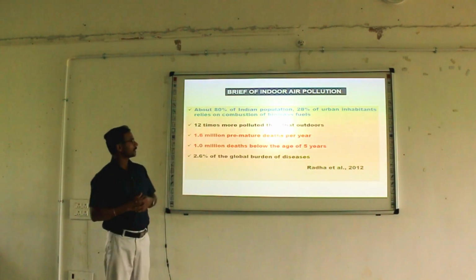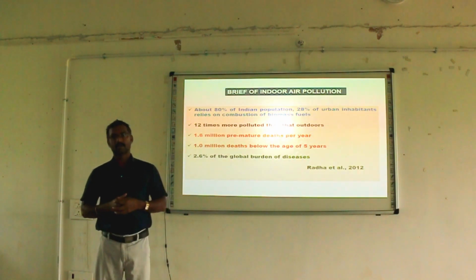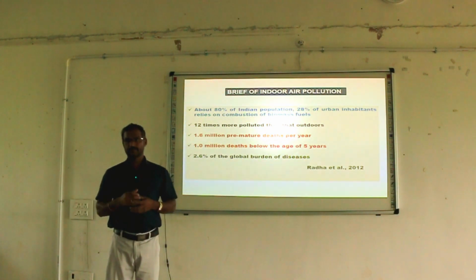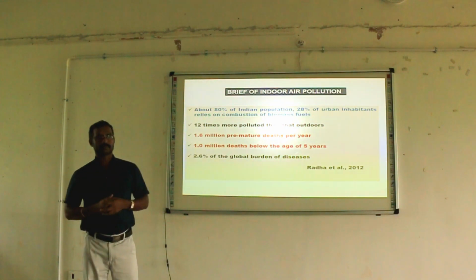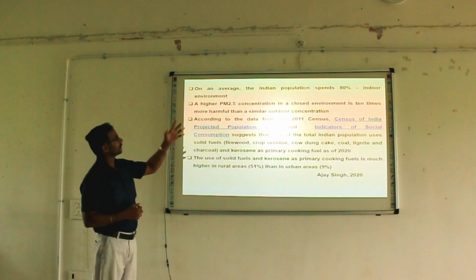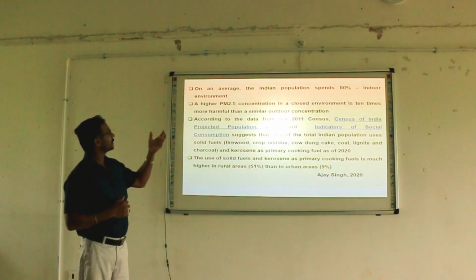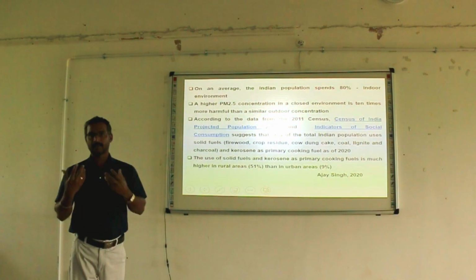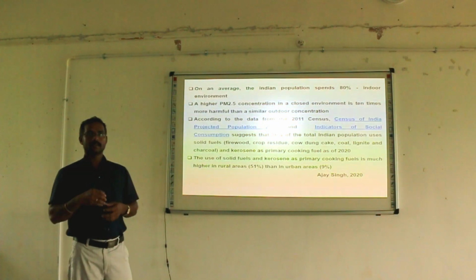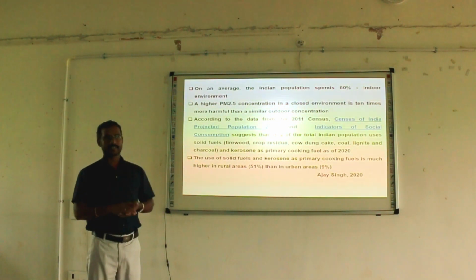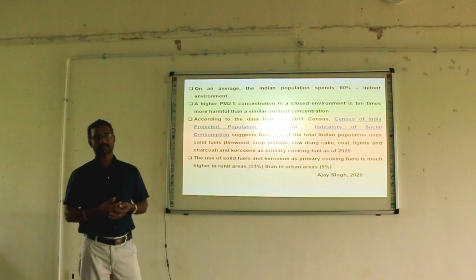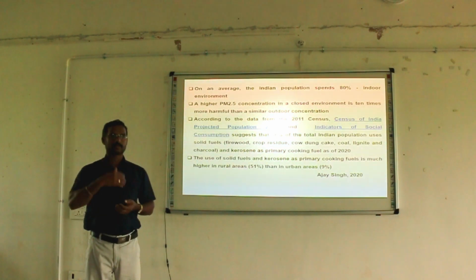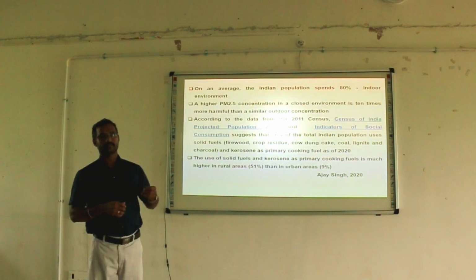Again, 1.6 million premature deaths per year are due to the poor quality of indoor air. Then 1 million deaths are below the age of 5 years; children below 5 years die from this pollution. The Indian population spends 80% of the total time indoors only, whether in an office, a building, a classroom, college, or home. Out of 24 hours, almost 16 to 18 hours are spent in the living area, and only the remaining time outside. That's why the pollution has more effect on human health.